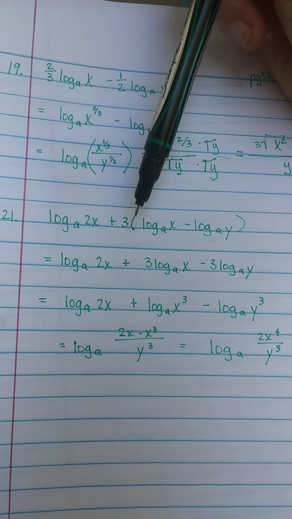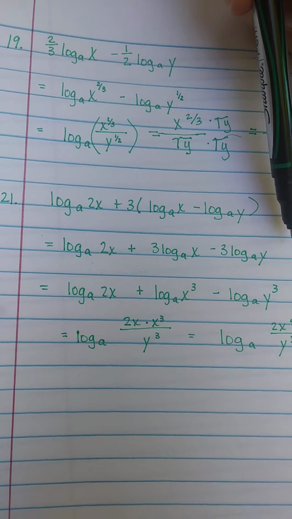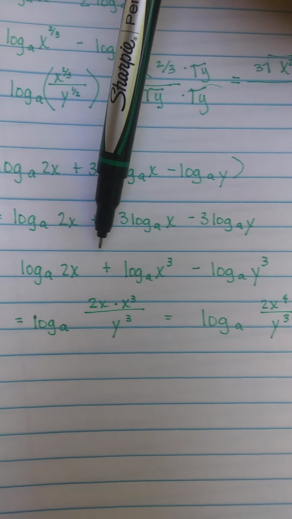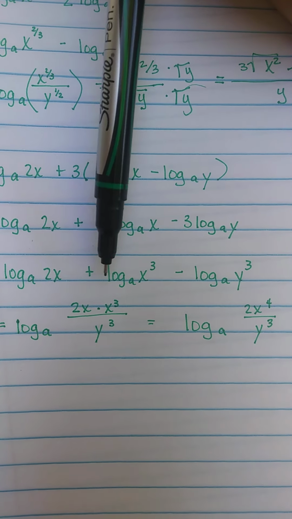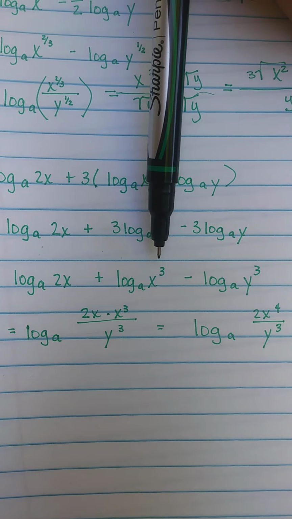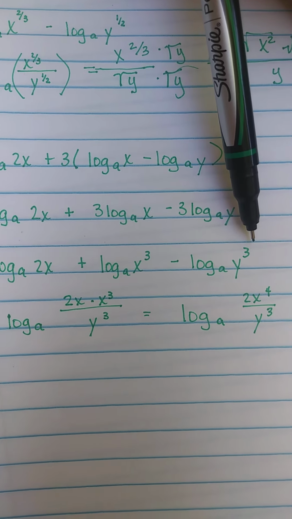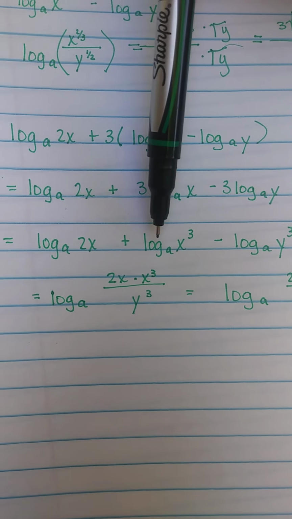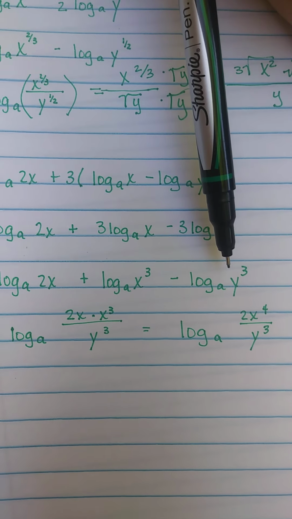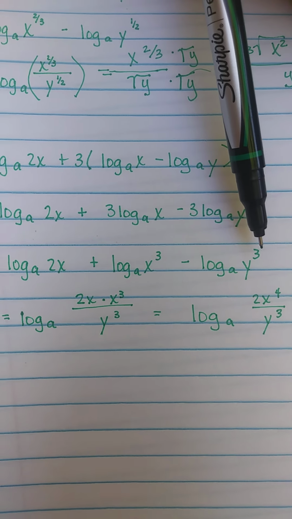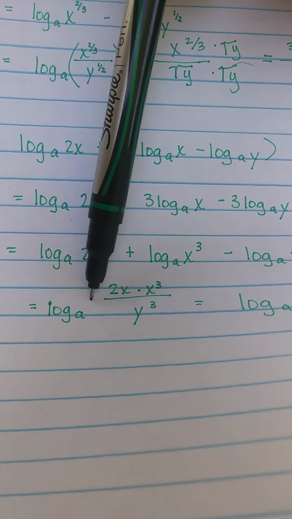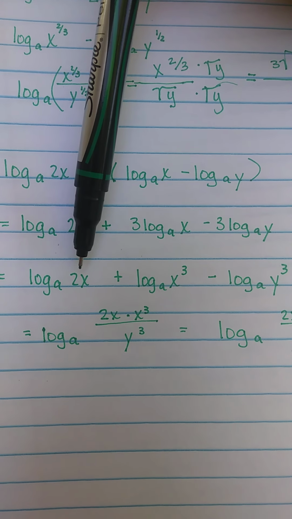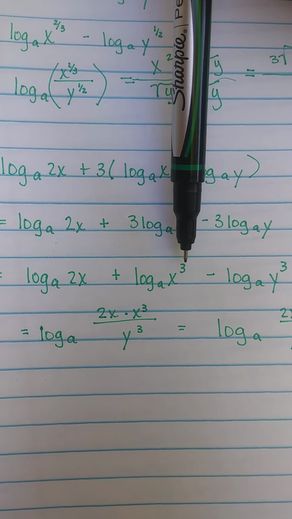Okay, so I distributed the 3 through. And then just like before, I took the things that had something in front. This one didn't. But the ones that did have something in front, I threw it up as the exponent. So same thing here. And now all of these have a base of a. It's log base a, log base a, log base a, so they can all three be combined into a single argument. So I keep my log base a, and then my argument is 2x. Then I have a plus and the x to the 3rd.